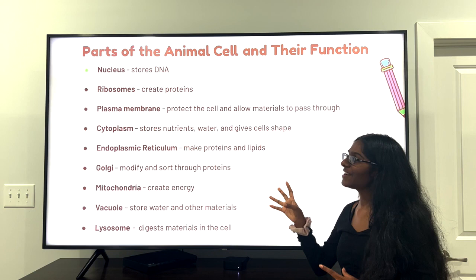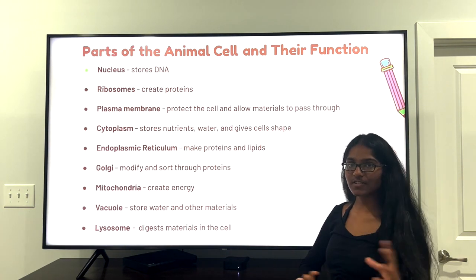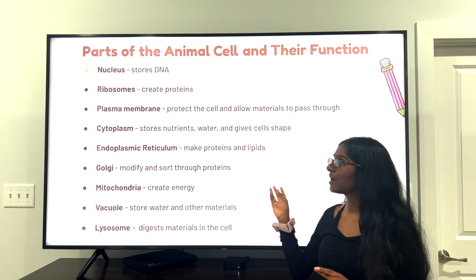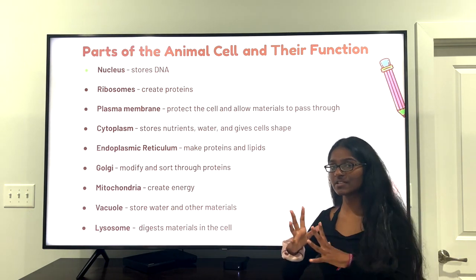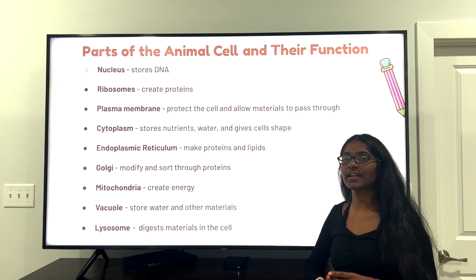And the plasma membrane is composed of the phospholipid bilayer, and that's where most of the materials pass through into the cell. And certain materials that are not able to pass through the bilayer pass through certain proteins in the bilayer that allow them to get through. Cytoplasm also stores nutrients, water, and it gives the cell its shape.